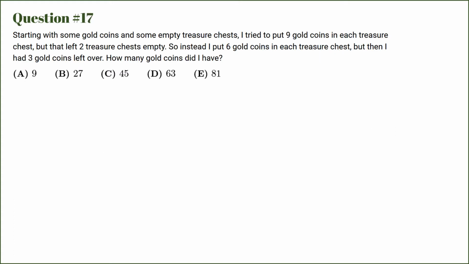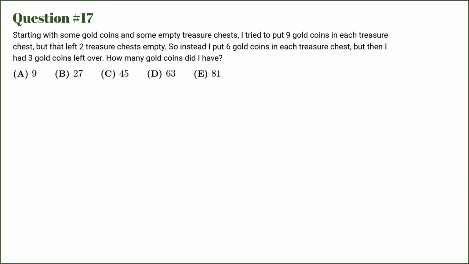Question 17 states, starting with some gold coins and some empty treasure chests, I tried to put 9 gold coins in each treasure chest, but that left 2 treasure chests empty. So instead I put 6 gold coins in each one, but then I had 3 gold coins left over. How many gold coins did I have?